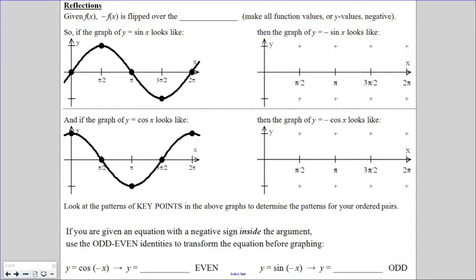All right, we are starting on 6-8, which is graphing sine and cosine day 2. We're going to focus on reflections and vertical shifts, and then we'll get to the phase shift in another lecture. So we're on page 16 of your student note packet.